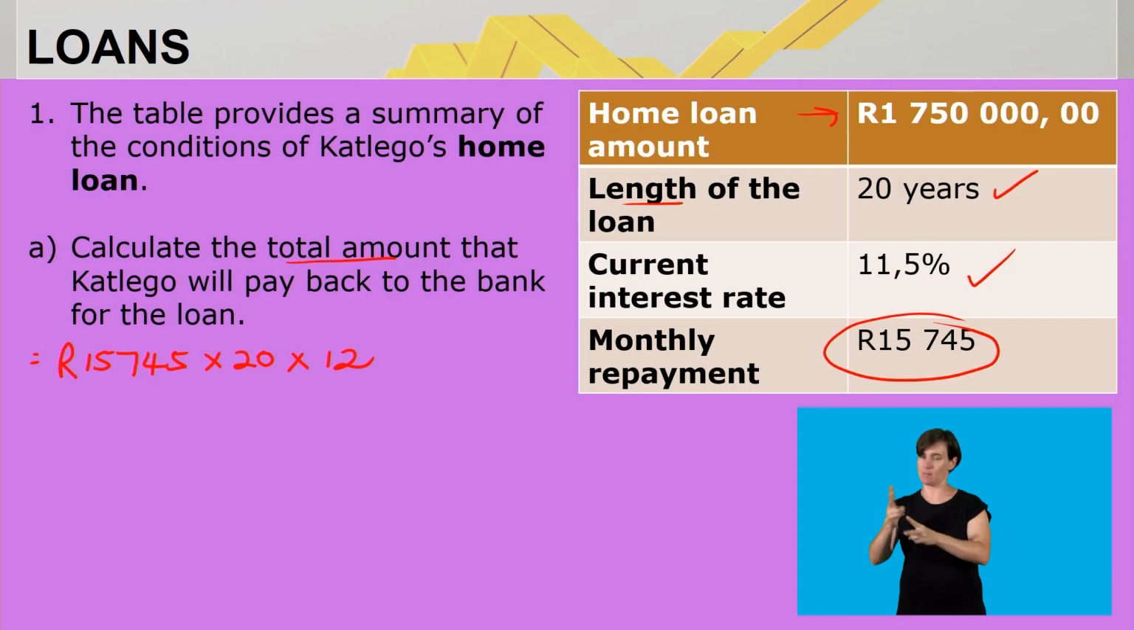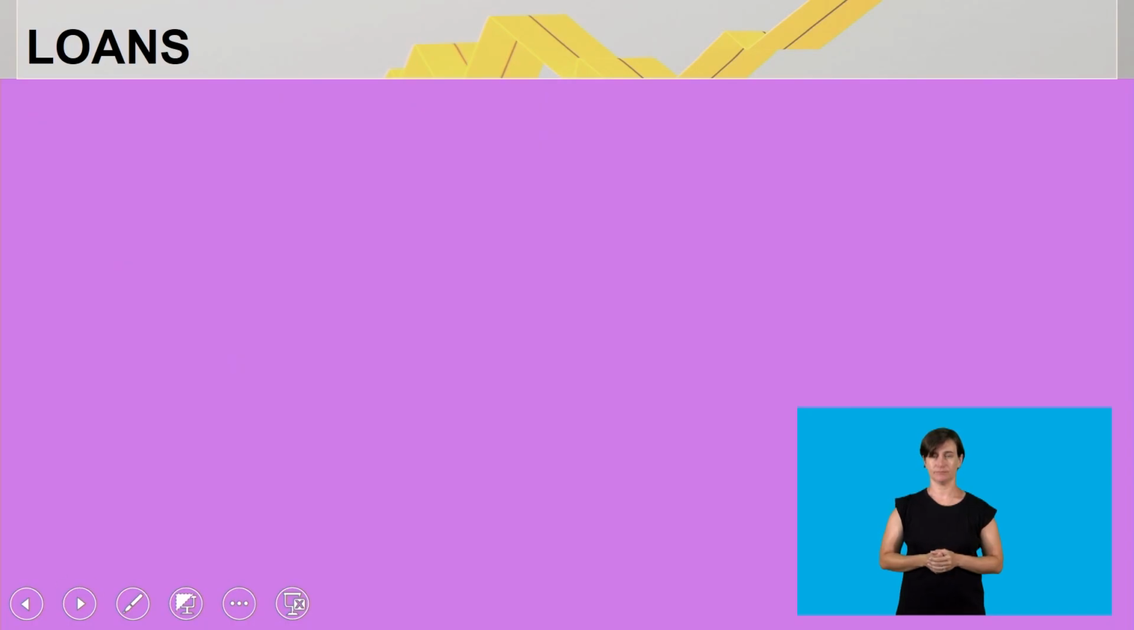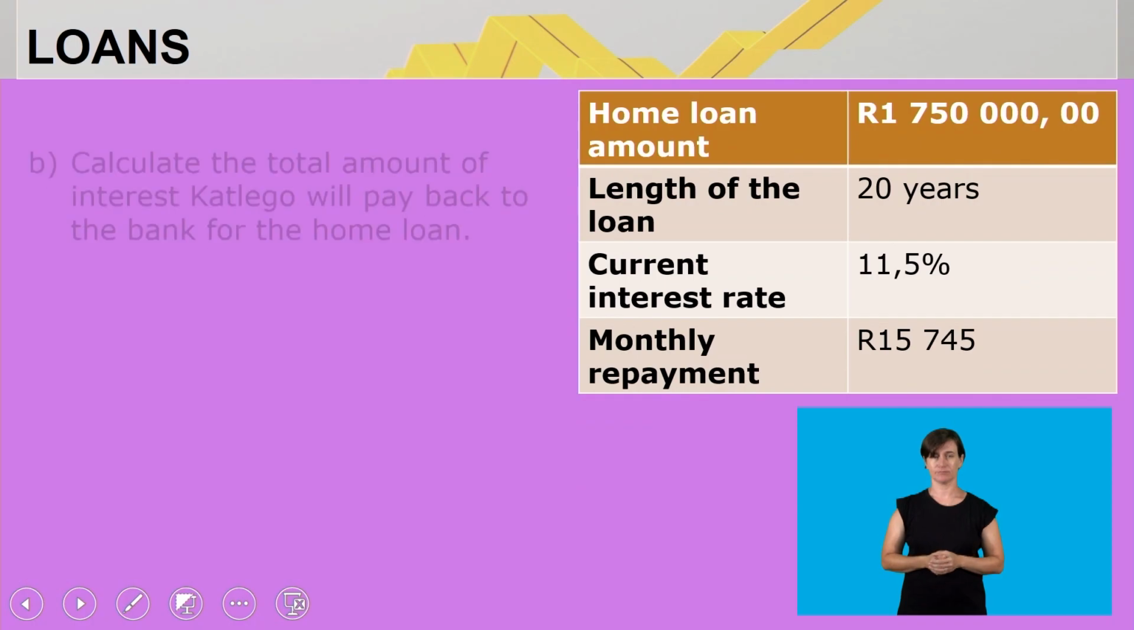So 15,745 rand multiplied by 20 multiplied by 12. That will give us an amount of 3,778,800 rand. Okay, so this is what he'll pay back over a period of 20 years. 3,778,800 rand.